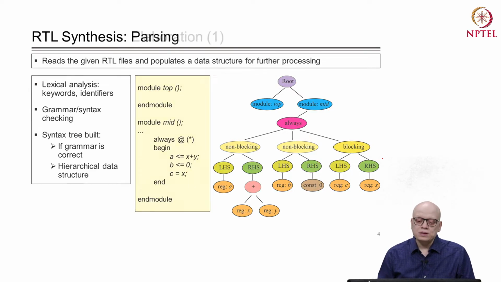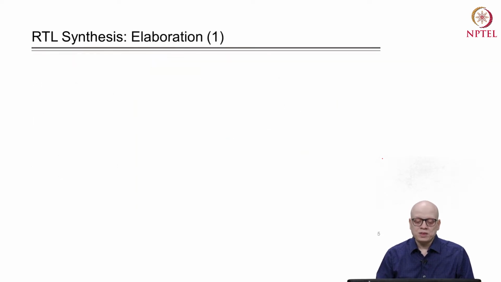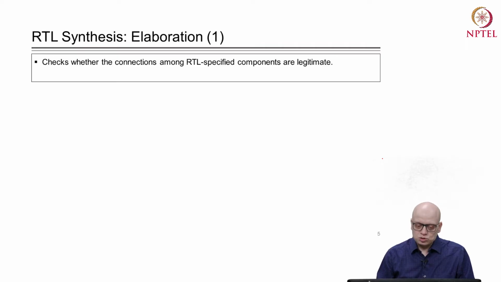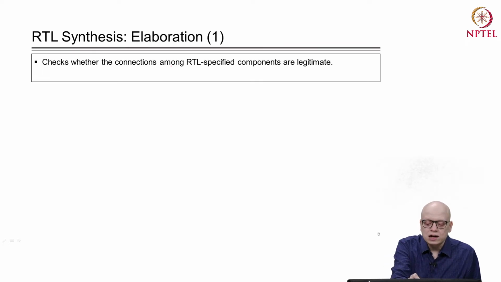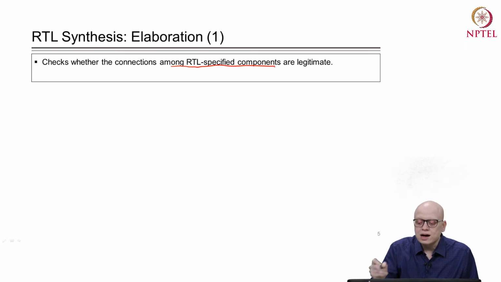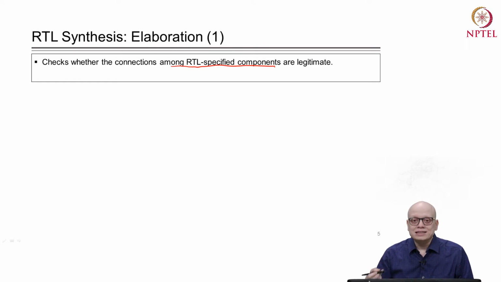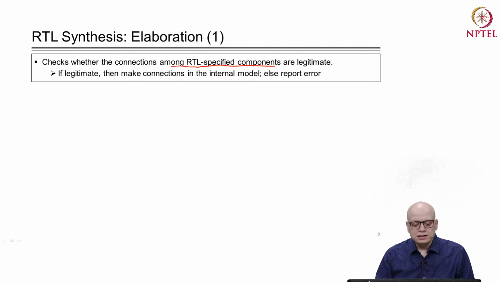And what is the next step? The next step is called elaboration. So what is done in elaboration? In elaboration, the RTL synthesis tool checks whether the connections among the RTL specific components are legitimate, right? We'll understand what we mean by legitimate connections, okay? And if it is legitimate, then during elaboration the connections are made in the internal model that is used to represent the given Verilog code, okay?